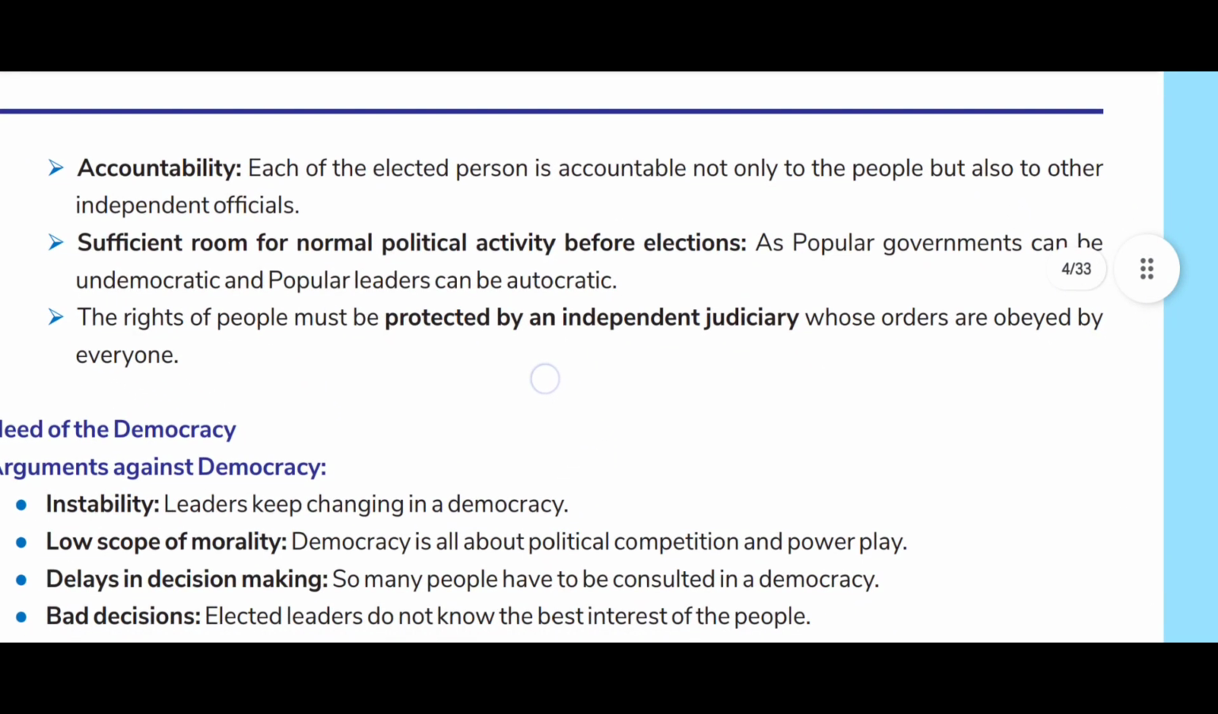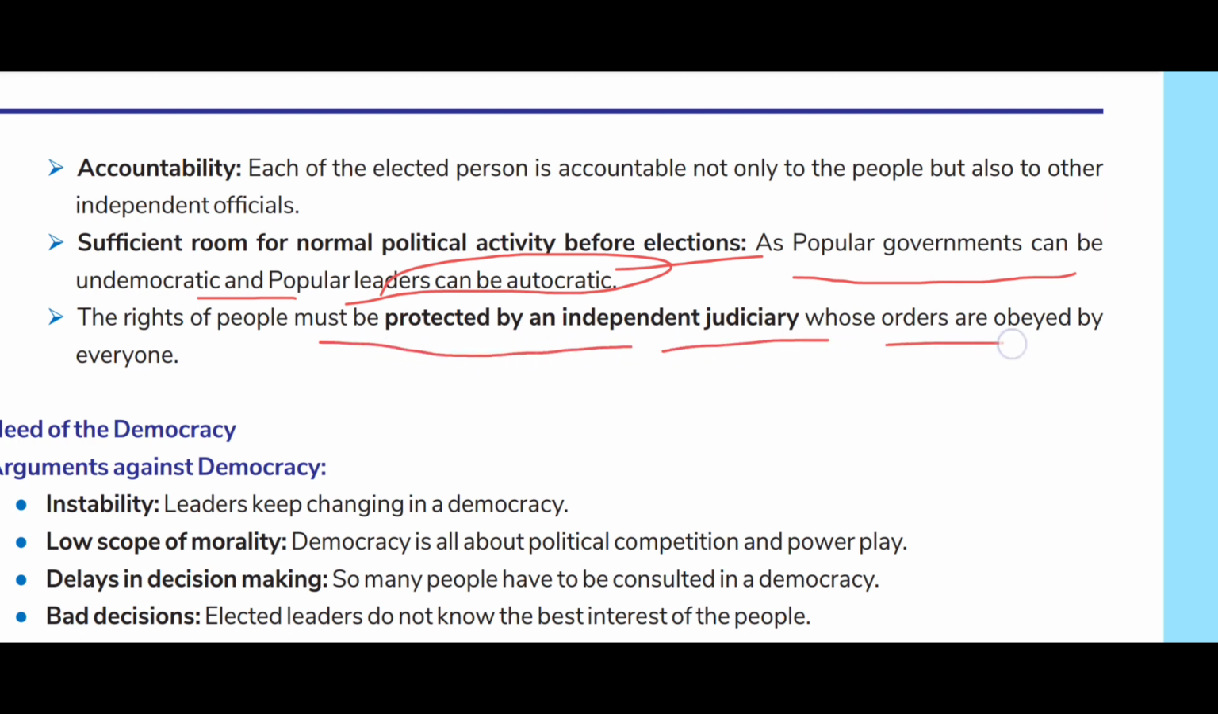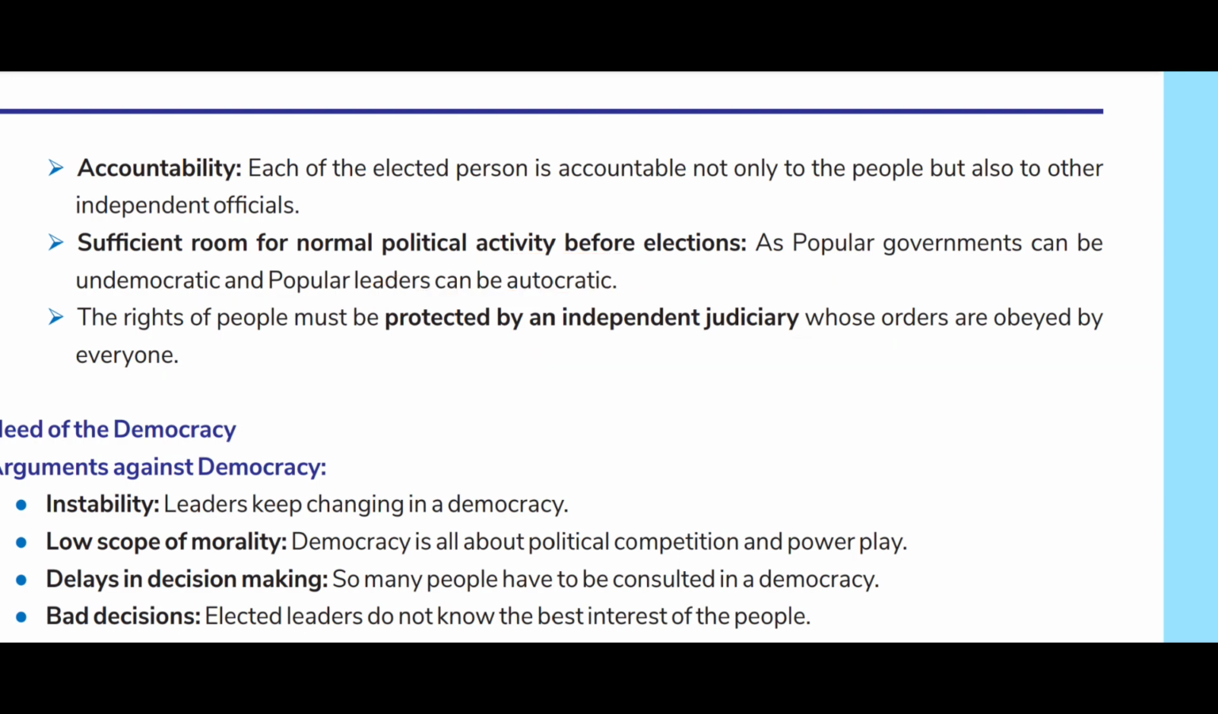Accountability. Each elected person is accountable not only to the people but also to other independent officials. Sufficient room for normal political activity before elections, as popular governments can be undemocratic and popular leaders can be autocratic. The rights of people must be protected by an independent judiciary whose orders are obeyed by everyone.